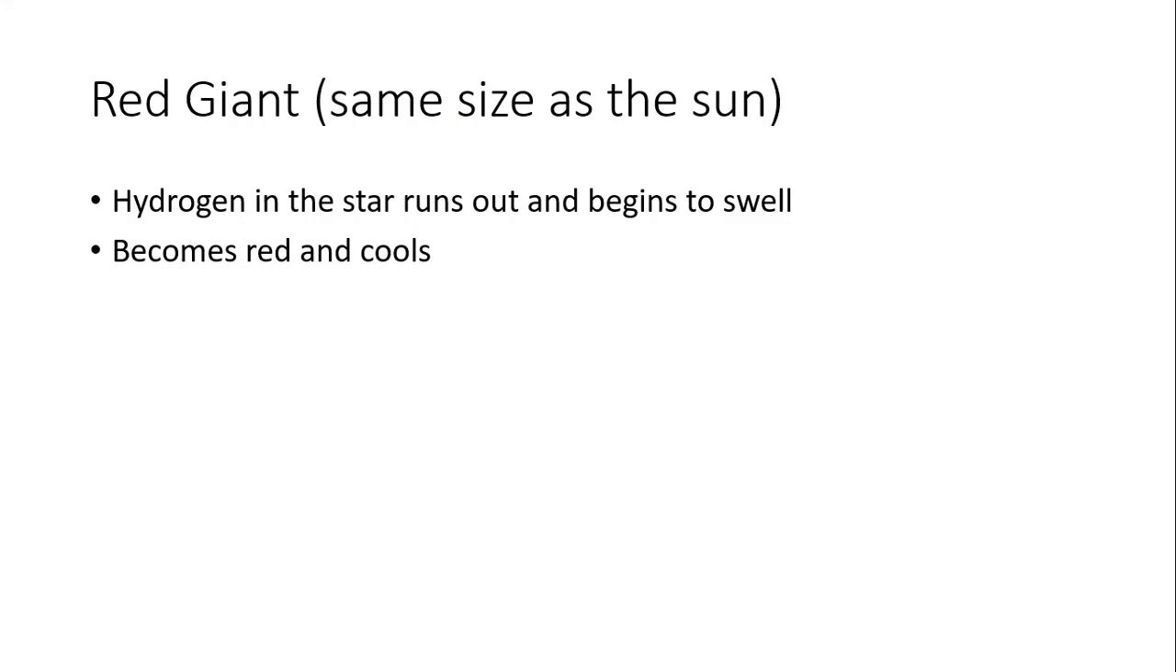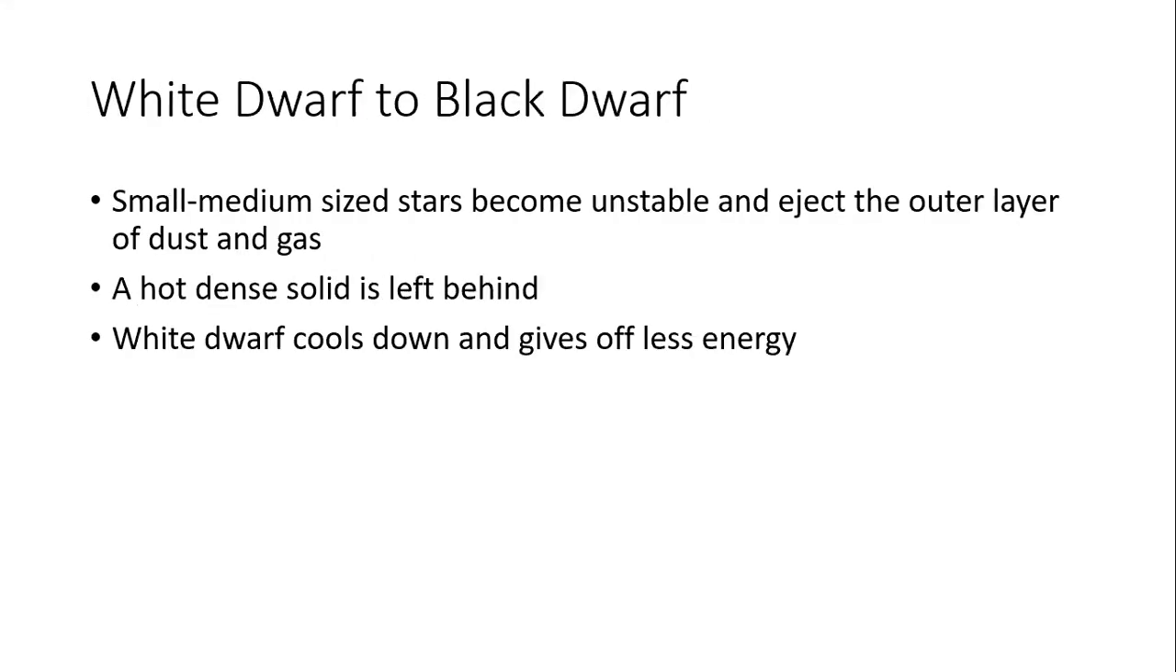The fusion of helium and other elements takes place within the red giant itself, and iron is also created in the core of the star. The next path is that it turns into a white dwarf and eventually a black dwarf. Bearing in mind we're still on that small to medium-sized star, no bigger than the sun, it becomes unstable and starts to eject gas and dust.